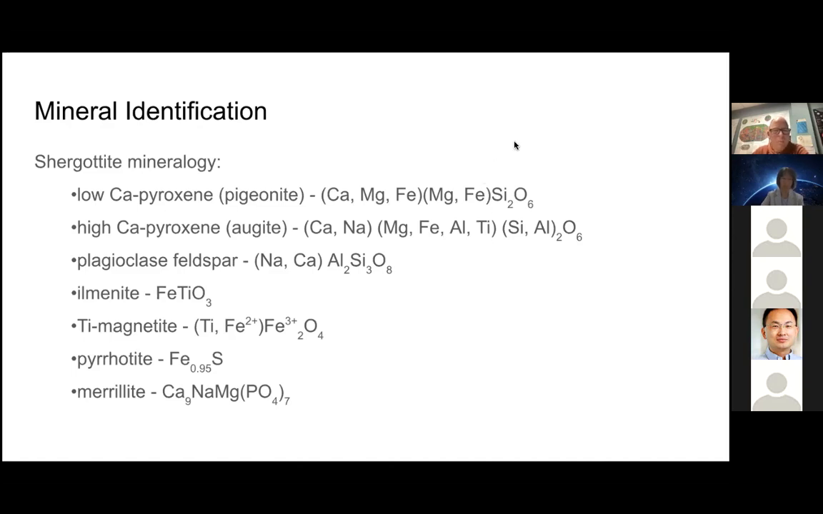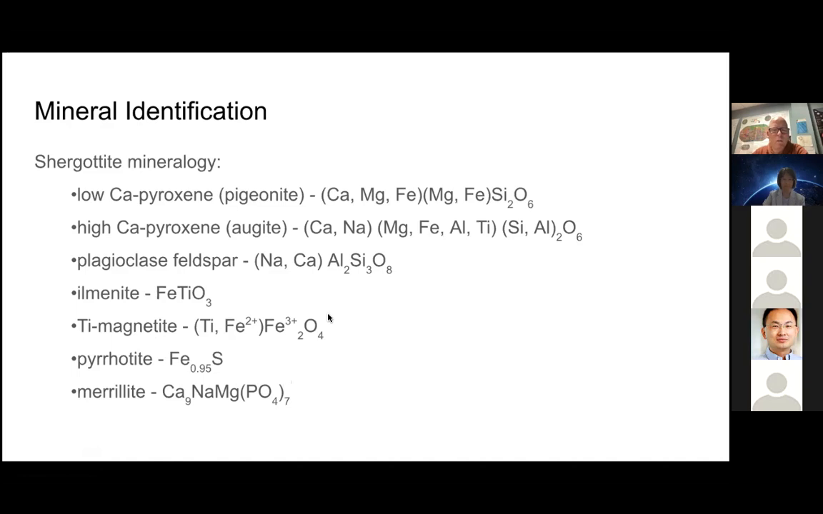So in shergottites, there are typically silicate minerals like pyroxenes, shown here as these two different varieties. We have another calcium aluminum silicate mineral called feldspar. And then we also find oxide minerals like these iron titanium oxide minerals, ilmenite and titanomagnetite, as well as a sulfide. And then finally we find this calcium phosphate mineral known as merrillite.